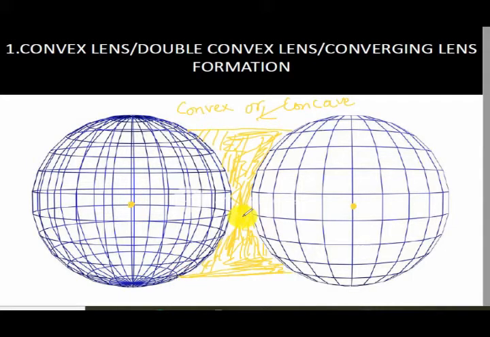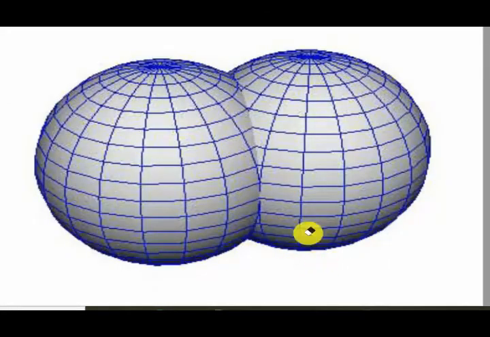So it looks like what? Concave. Okay, this is here. See, when they are not touching each other, a concave lens is formed. Now let us see when they merge each other.